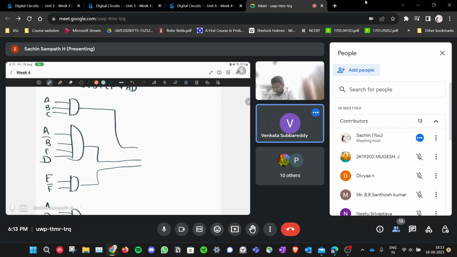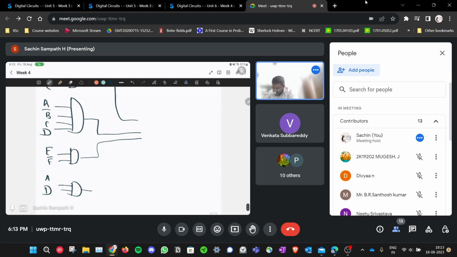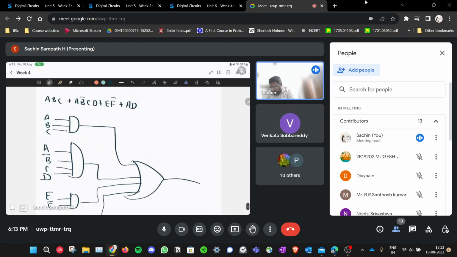Okay. This is connected to an OR gate. Now to get this B bar, you should have actually connected a NOT gate and given B here, right? But they're saying ignore that part. They're saying this B bar is already available with you. B bar is already here with you.